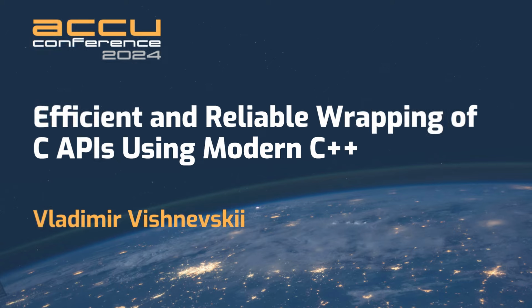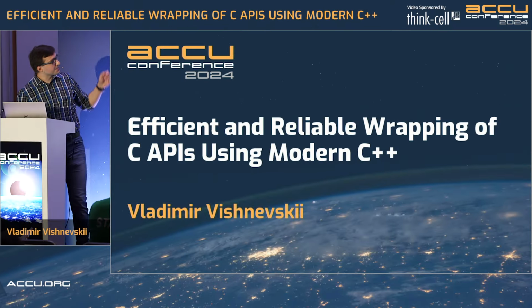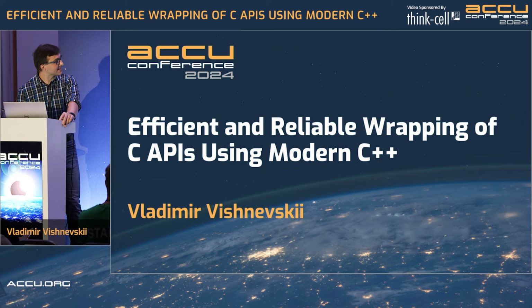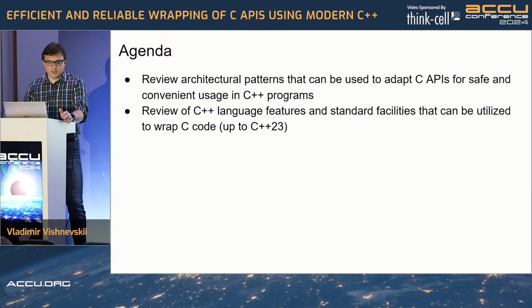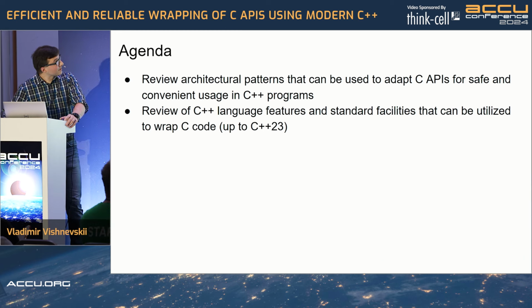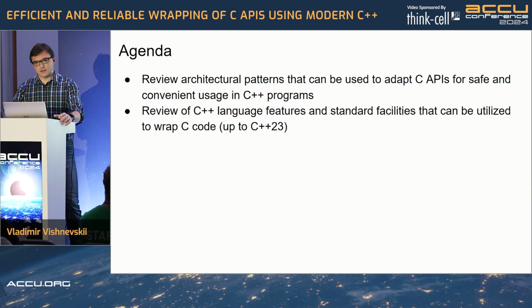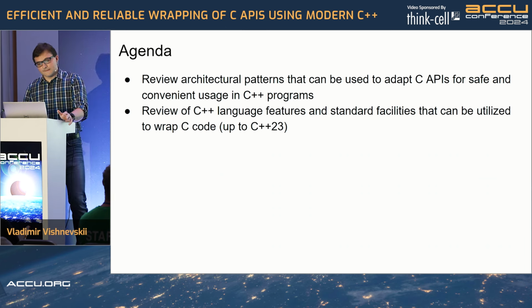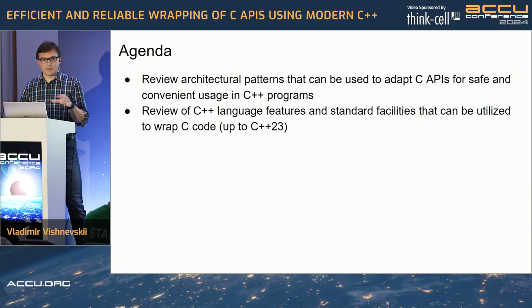I would like to offer the talk that is called Efficient and Reliable Wrapping of C APIs using modern C++. This would be a generic C++ talk where I would like to cover the architectural patterns, language features and standard facilities that can be used to adapt C APIs for reliable and convenient usage from C++ programs.